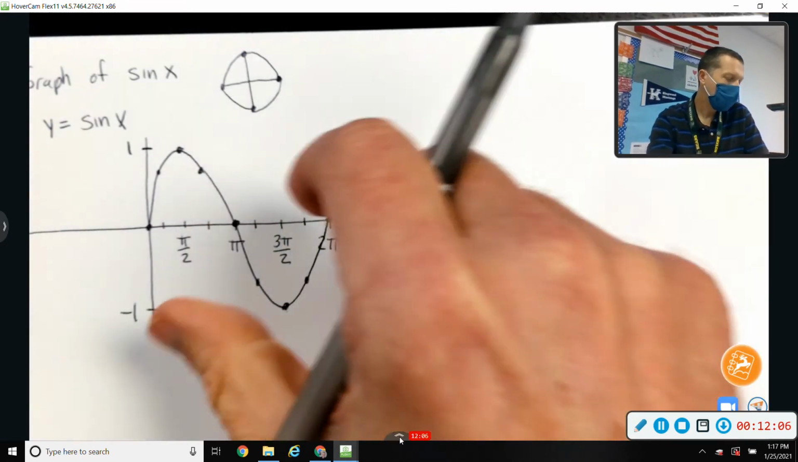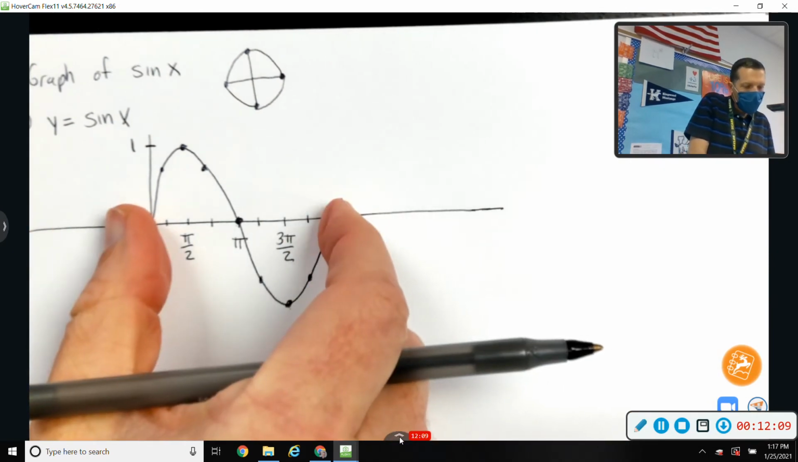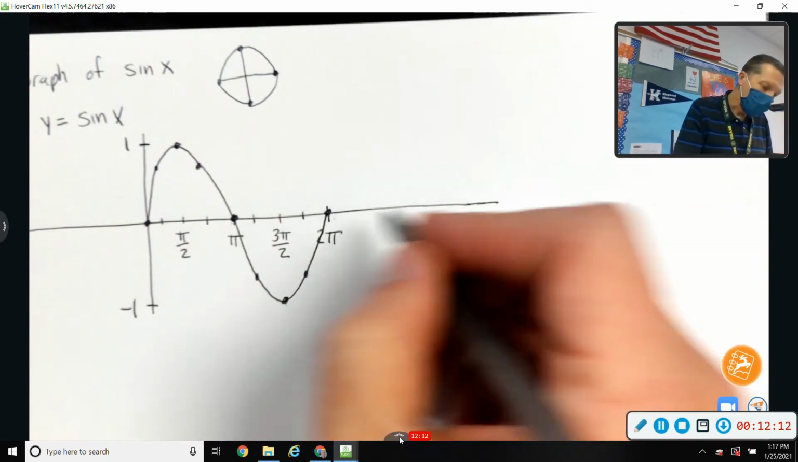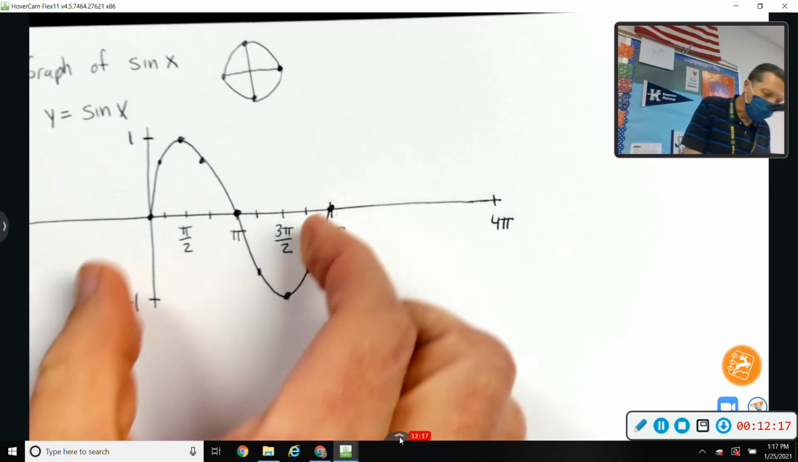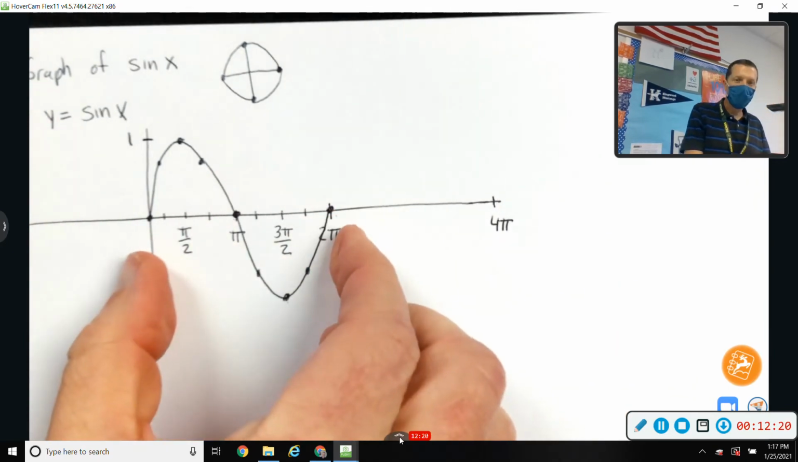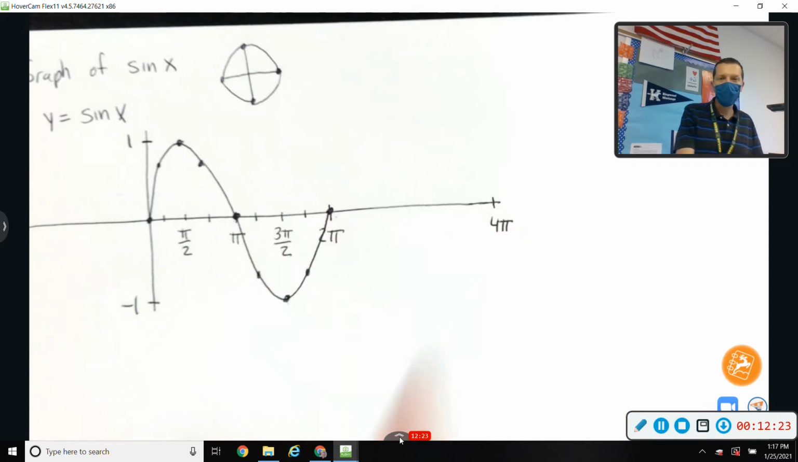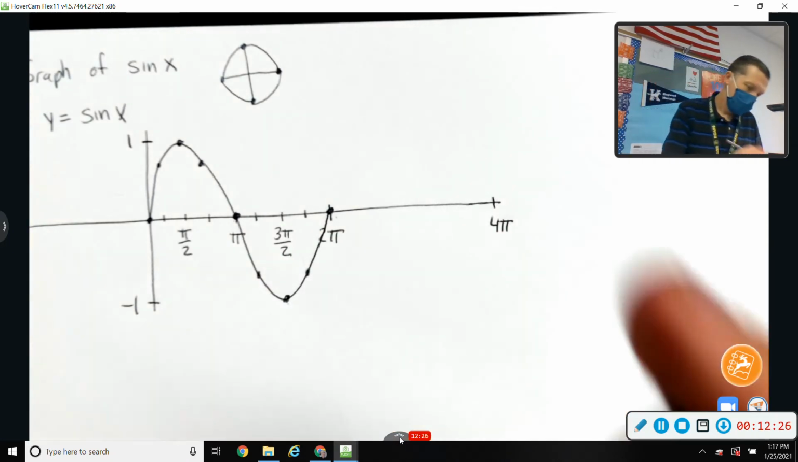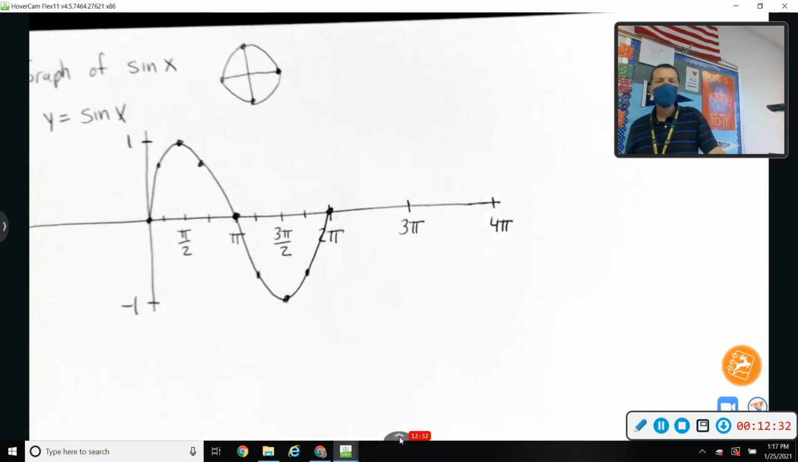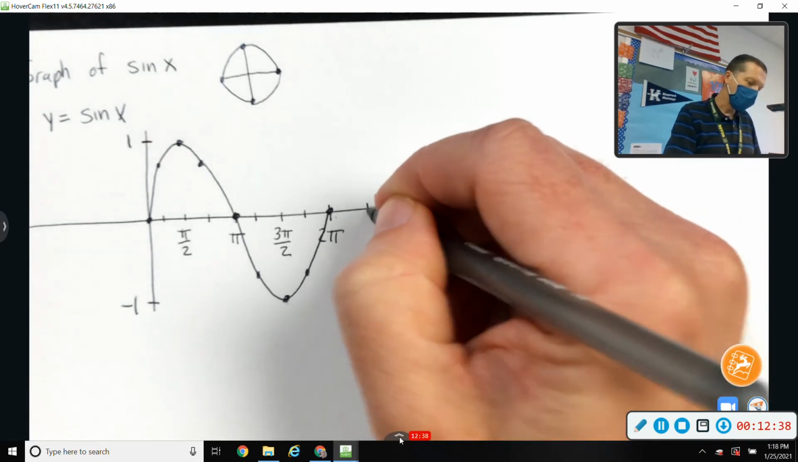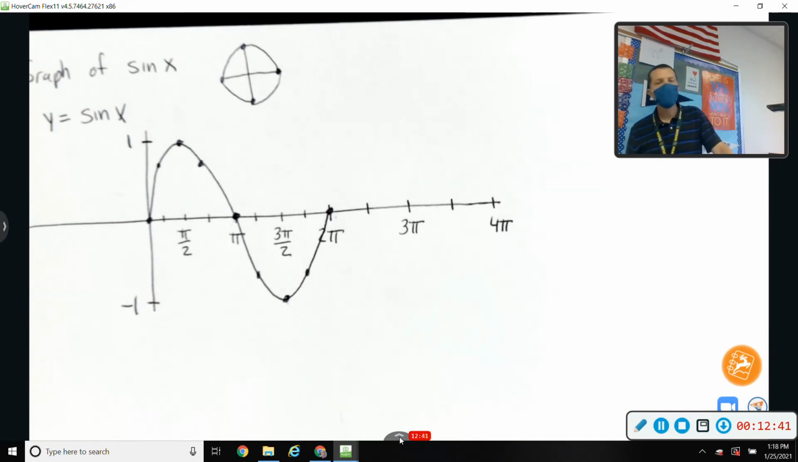So let's take a mental picture of that, and we're going to copy it over to 2 pi to 4 pi. So put 4 pi out there, preferably the same distance, right? You want 0 to 2 pi on your graph to be the same as 2 pi to 4 pi. Halfway in between would be 3 pi. And halfway in between those, let's just put a mark there. We could figure it out. 2.5 pi would be the easiest way to say it, and 3.5 pi. But let's just leave it like that.